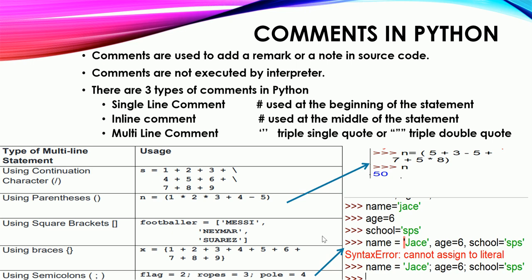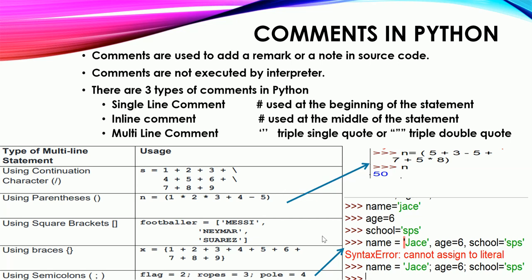Sometimes we think that if the interpreter is not executing the comments, why should we use them? We use them for our own purpose, for the future. In the future, if somebody wants to check or observe our code, he or she can find out why we have used such code in a particular area.